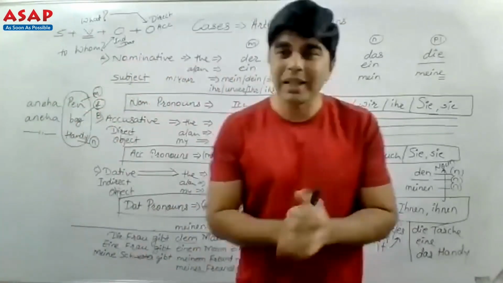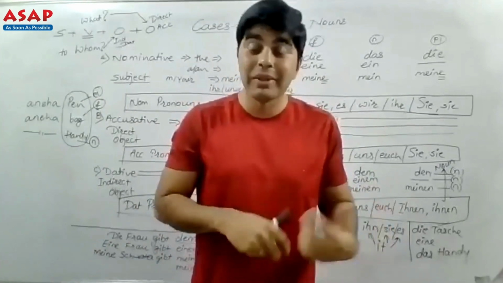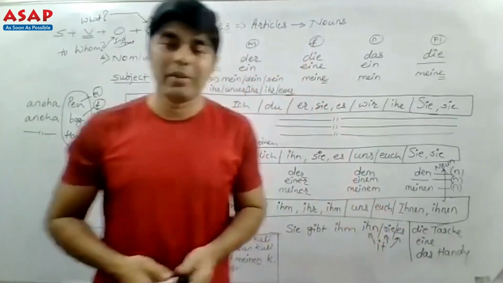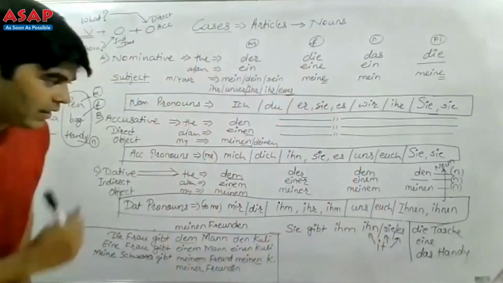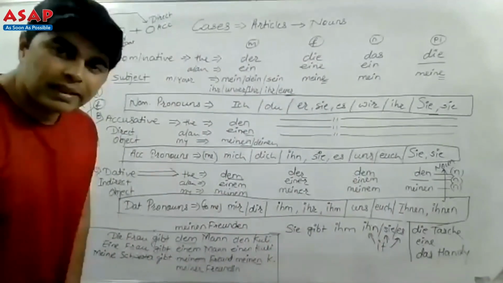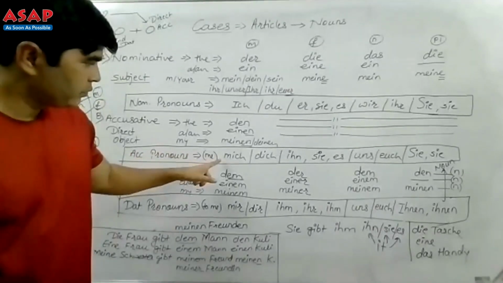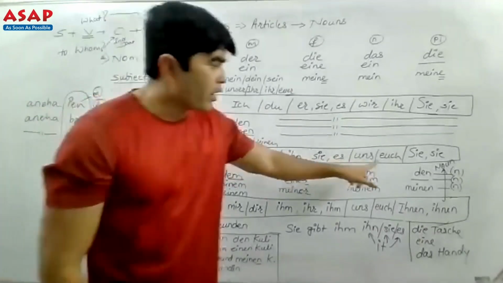If you understood, then everyone else would have understood, because they are already familiar with masculine, feminine, neuter, the object gender. Still, are there any doubts, any queries? Anand, in accusative pronouns, how do you call that, uns, after uns slash?